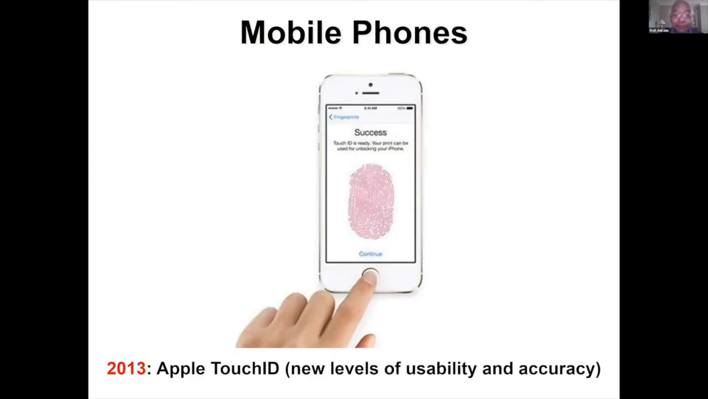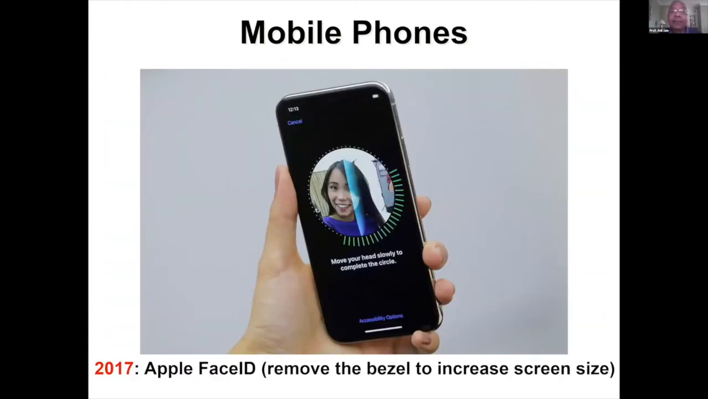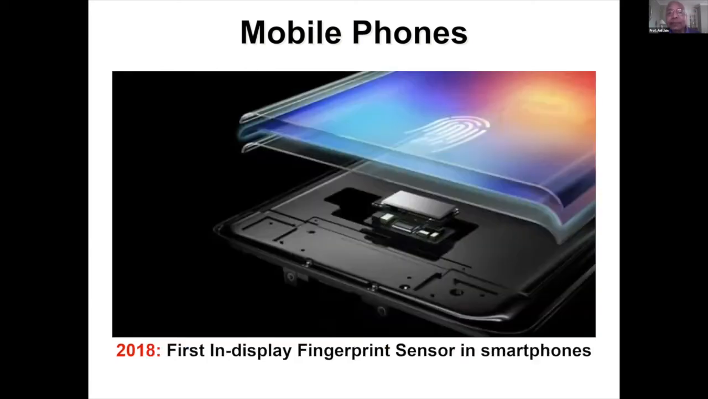So here's the mobile phone, 2013, Apple Touch ID. Then Apple Pay came in 2014. So, Apple has been the trailblazer in terms of the consumer market, especially when it relates to biometrics. And now other companies have similar products. And then in 2017, they came with Face ID. The idea was to remove the bezel and increase the screen size.